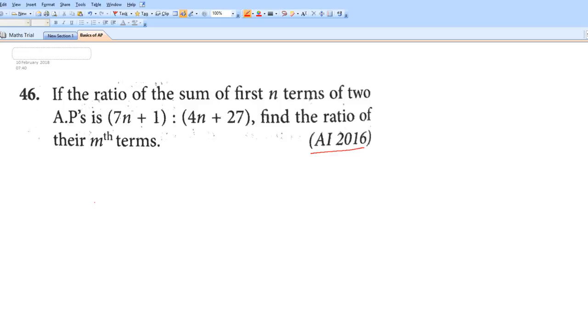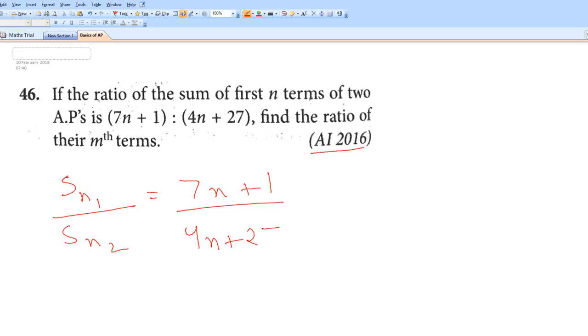So the question is that I have a ratio of the sum of first n terms of two APs. Let's say the sum of the first AP is Sn1 and the sum of the second AP is Sn2. This is what I have been given.